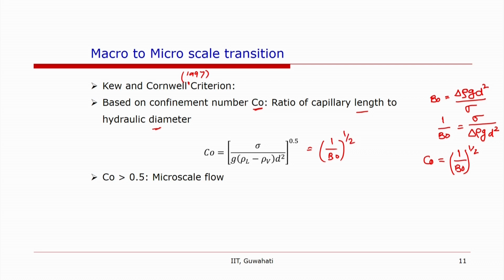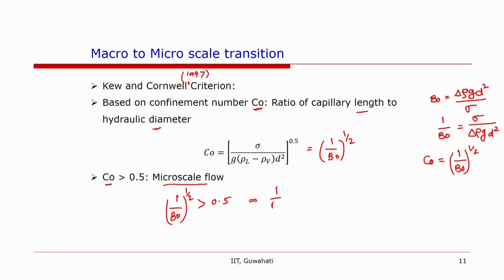So Li and Cornwell suggested that when the confinement number is greater than 0.5, the flow can be termed microscale. So if we look at this in terms of the Bond number, it is when 1 over the square root of the Bond number is greater than 0.5.